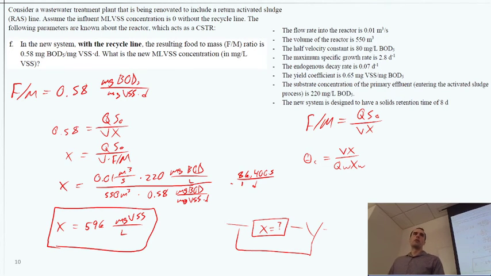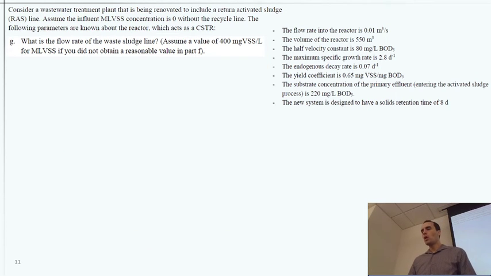Okay, so that one was pretty straightforward. We had the food to mass ratio given, and essentially what we're saying is, given these conditions, if we knew the food to mass ratio, we know the substrate coming in, and we know the parameters of the system, it's going to be relatively obvious what the concentration is. There's not a lot of complexity right there. Okay, then the last part of this problem is going to be, what is the flow rate of the waste sludge line?